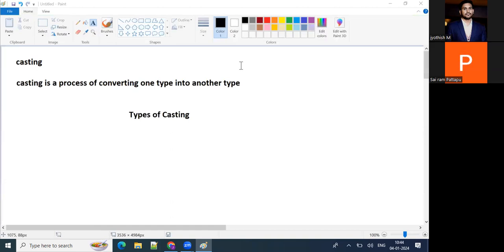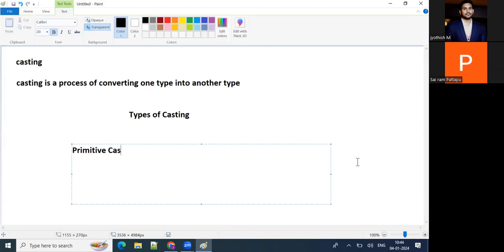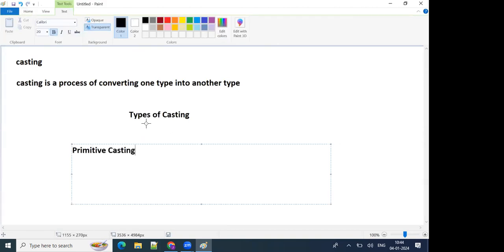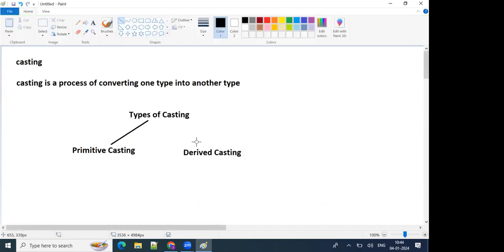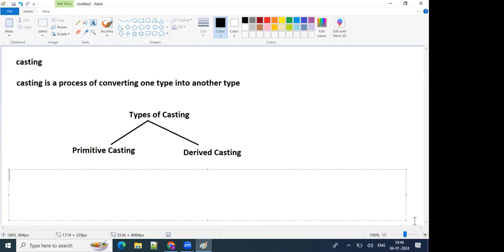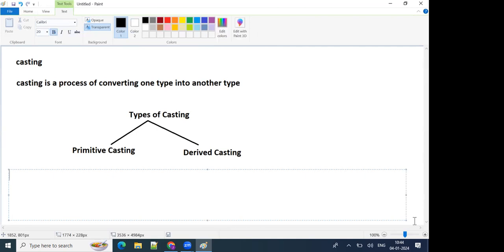So, types of casting. We have two types of casting. One is primitive casting and the other is derived casting. So, what do you mean by primitive casting? Converting one primitive type to another primitive type is called primitive casting.